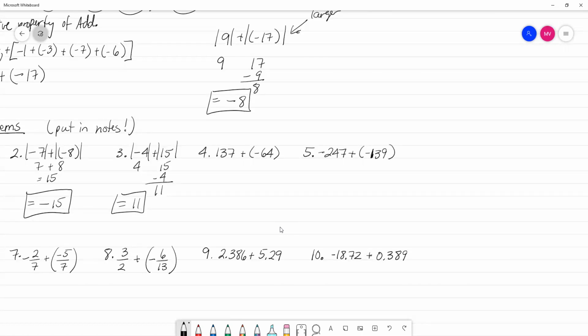Okay, bigger numbers, but same concept. Also, let's look at number 4 really quick. You can tell from here that we are adding different signs, but we know that our larger absolute value is our positive number. So let's just go ahead and turn this into a subtraction problem. 137 minus 64. No need to get too complicated, as long as you recognize that's just basic subtraction and your solution is going to be positive. So 7 minus 4 is 3. 13 take away 6 is 7. So our answer is a positive 73.